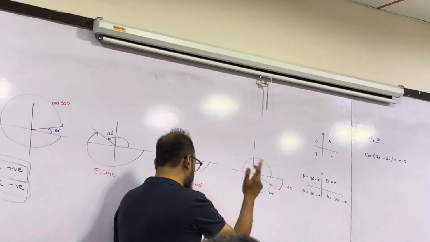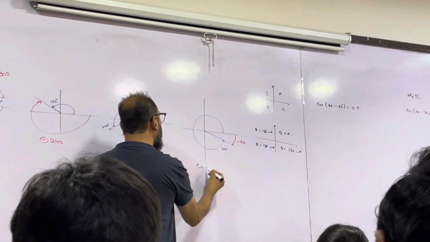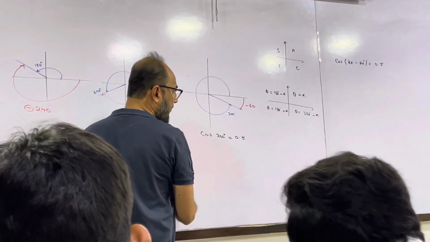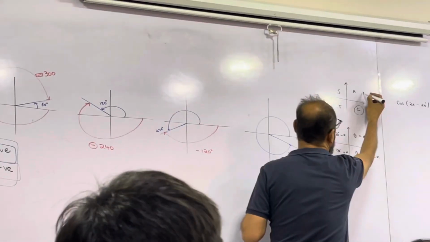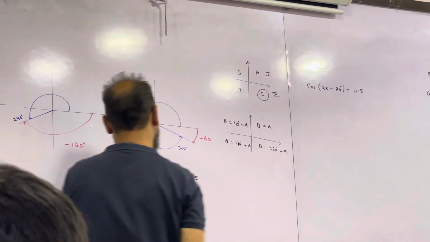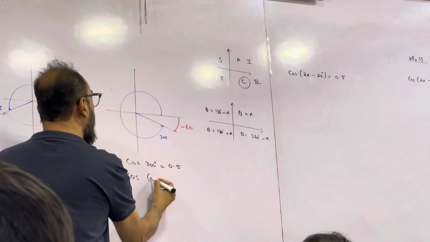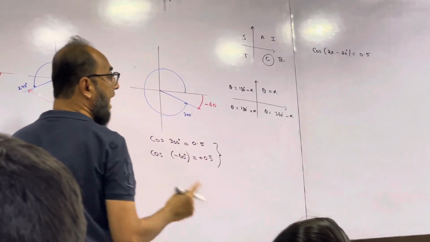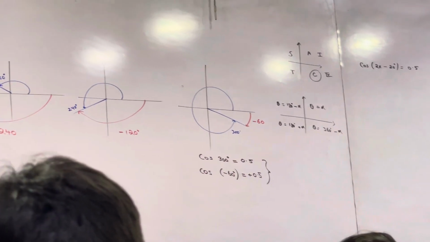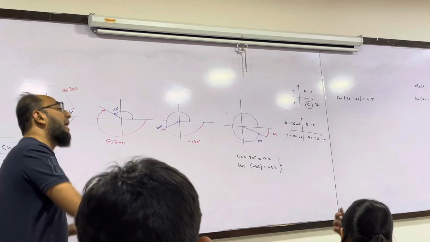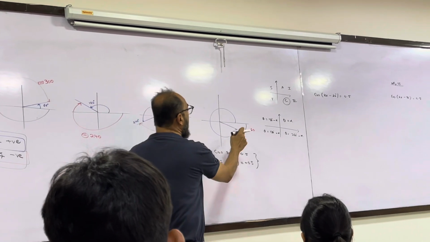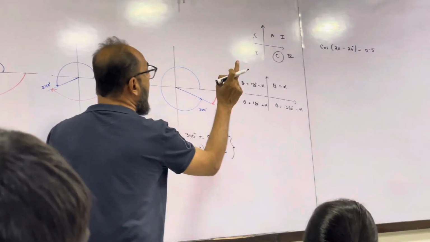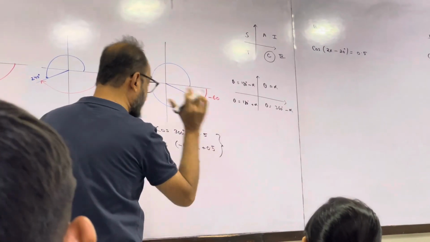Now let me focus on this diagram. If I evaluate cos of 300 degrees, that comes out to be 0.5. Cosine is positive in first and fourth quadrant. If I evaluate cosine of negative 60 degrees, naturally it will be the same exact value. Why? Because it's just 2 different names of the same thing. This particular angle in anti-clockwise direction is 300. The same angle in clockwise direction is negative 60.